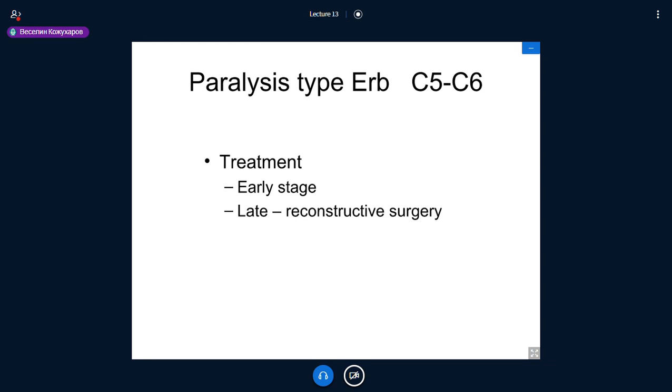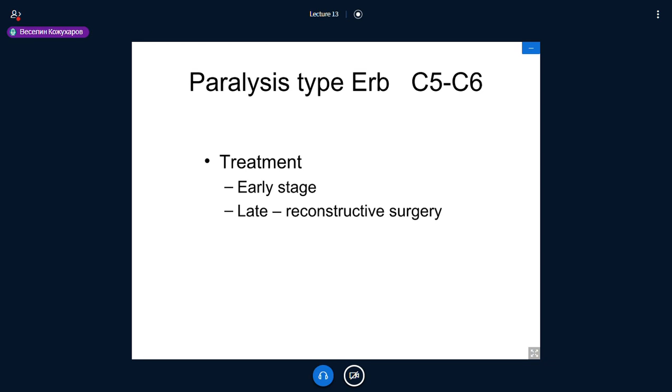Treatment of proximal paralysis, Erb type, consists of treatment at an early stage after the birth, because the disease is present even in the first day after the birth. The treatment starts with positional treatment. Usually, the affected limb should be kept in the flexed position of the elbow and abducted position in the shoulder, and it could be kept by application of a splint.